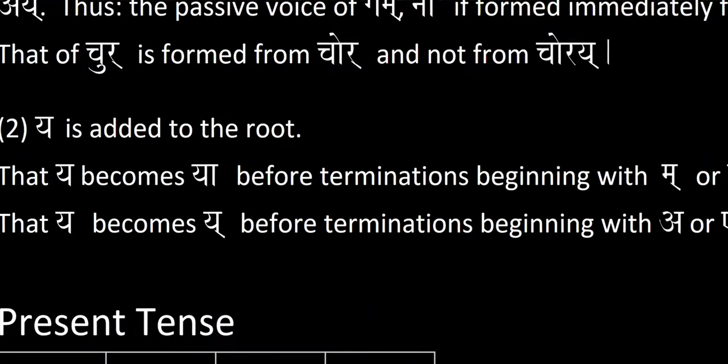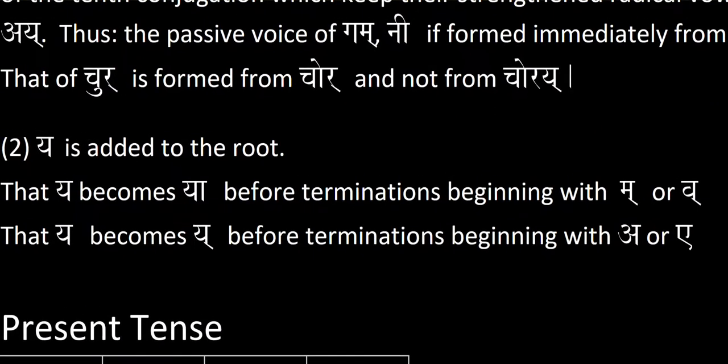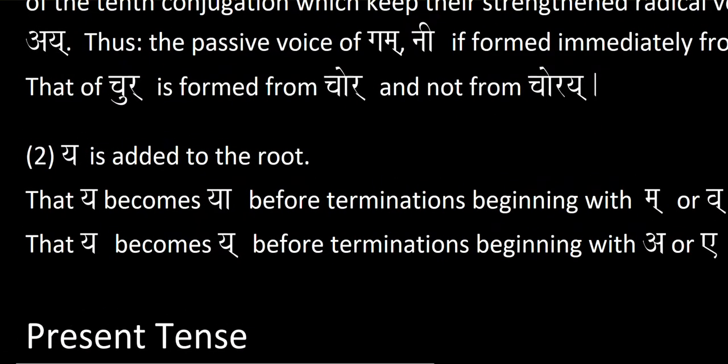Now on to adding ya. In all of the other conjugations, we've always added the verbal sign in the passive voice. What makes this one different is that you're adding ya to the root. The pattern between adding ya is relatively the same between the conjugations, and you'll identify the pattern here. Ya becomes yā, just like how a becomes ā before the terminations beginning with ma or va. The second condition is that ya becomes ya with the halant before terminations beginning with a or ā.